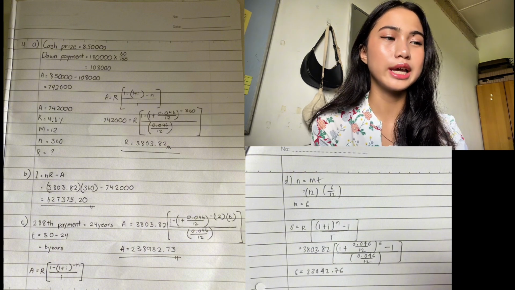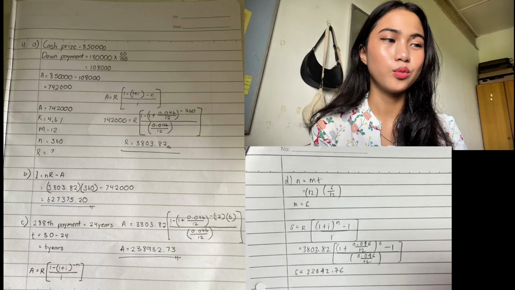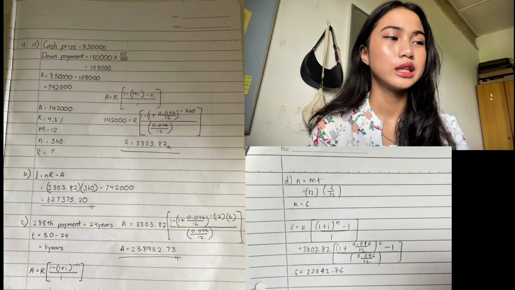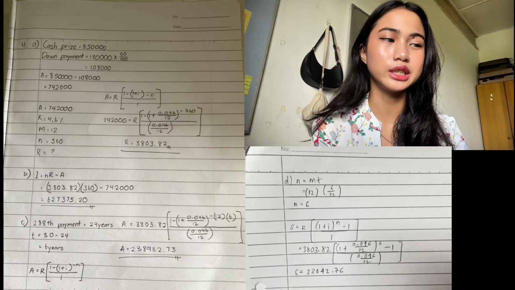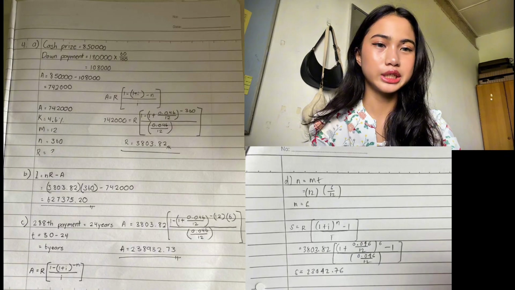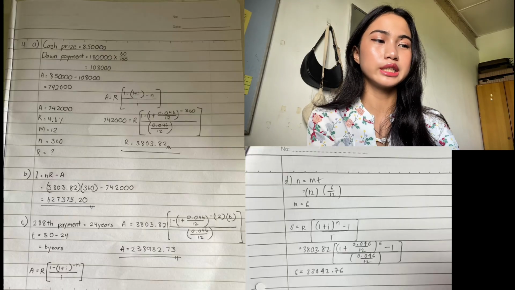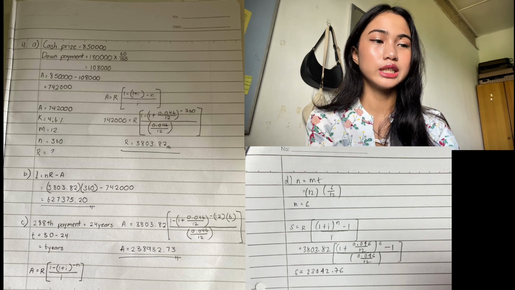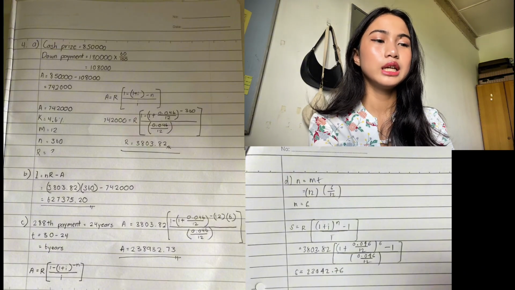Using the formula A equals R times (1 minus (1 plus I) to the power of negative N) divided by I. So 742,000 equals R times (1 minus (1 plus 0.046 divided by 12) to the power of negative 360) divided by (0.046 divided by 12). So R here is 3,803.82 ringgit. Next, calculate the interest charge. Using the formula I equals NR minus A, 3,803.82 times 360 minus 742,000 equals 627,375.20.